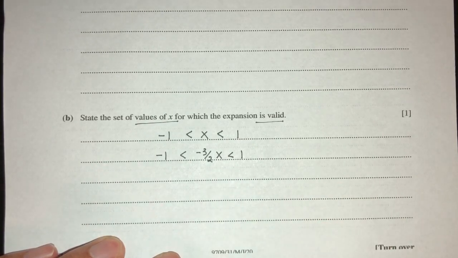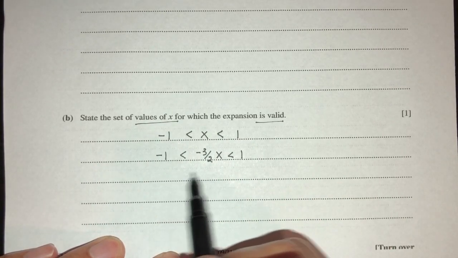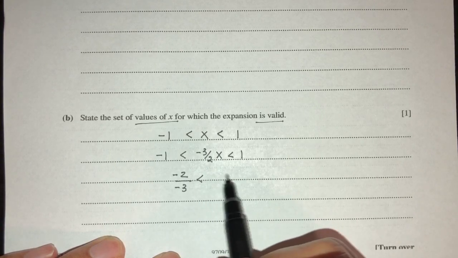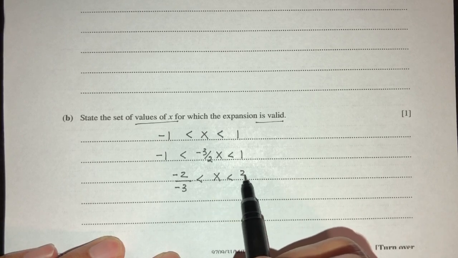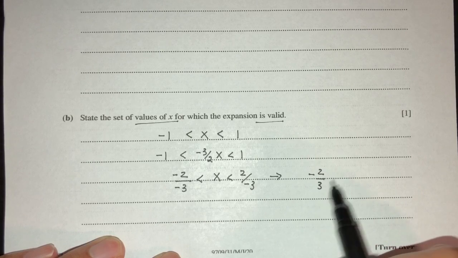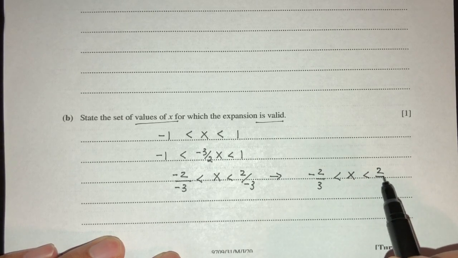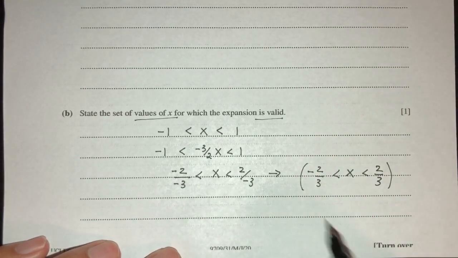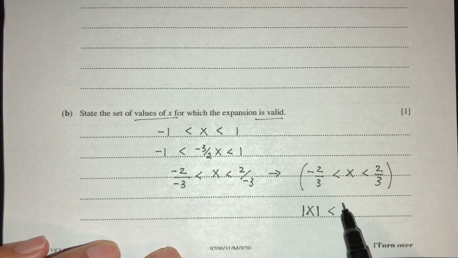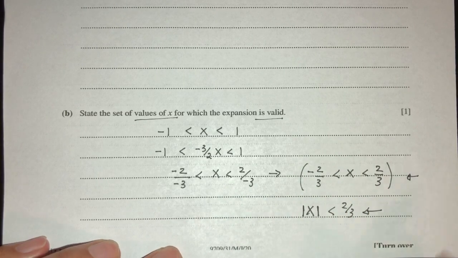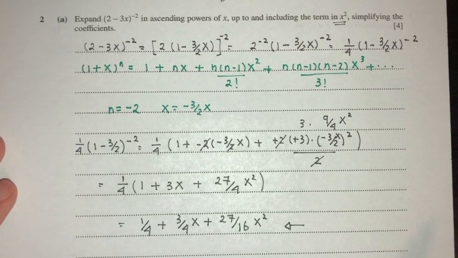Now make x the subject of the formula. You will find that it will become minus 2 over 3 less than x less than 2 over 3. So that could be your answer. You can leave this as your answer, but if you want to rewrite it, you can also write the modulus of x is less than 2 over 3, which is the same as this. Okay, so that will be your answer for part B, and that is your question number 2.